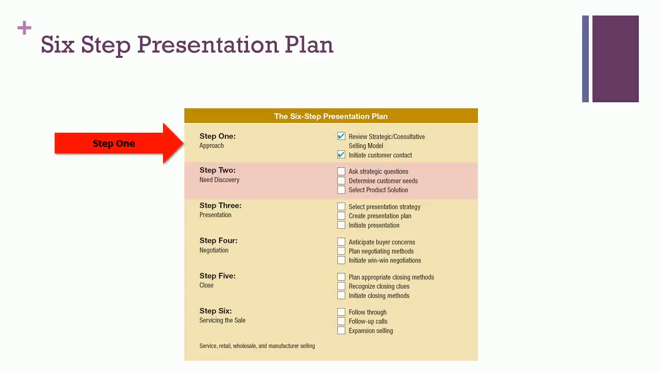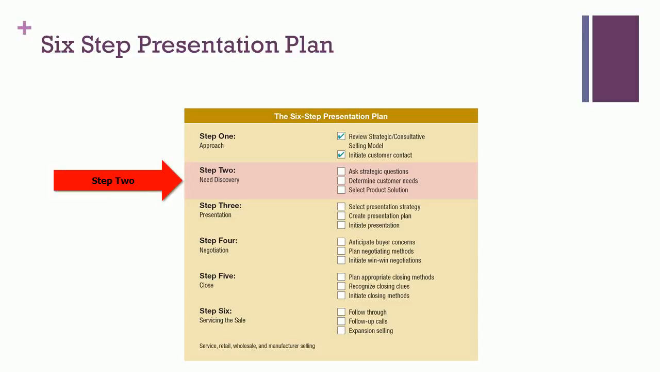This slide outlines the 6-step presentation plan. Step 1, the approach, which is pre-meeting the customer. At this stage, you're outlining the strategic plan, the strategic model that the company is following. And you've initiated the customer contact where you've established the suitability for the visit.